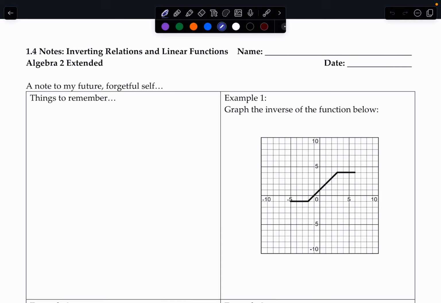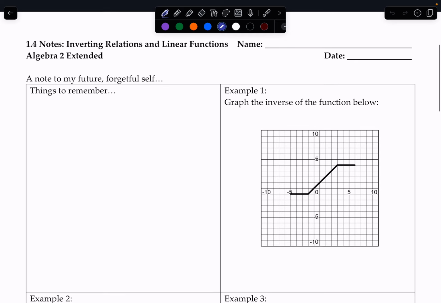All right, here we go. Got another video for you. This time it's going to be over inverting linear functions. Well, we're going to look at some relations that aren't exactly linear, and then everything else is going to be a linear function and how you find the inverse or prove inverses between two linear functions.